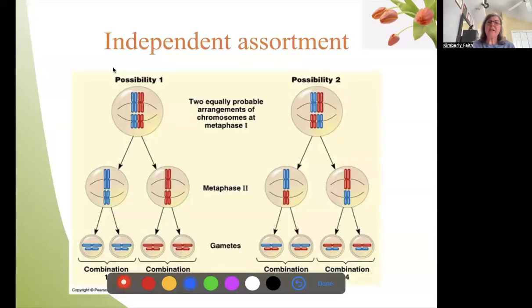But we also have this thing called the law of independent assortment. Now, the law of independent assortment says that it doesn't matter how they line up on that metaphase plate as long as they're facing that partner. So you can see here, dad's on one side, mom's on the other. Here they have flipped, right? Like I said, it doesn't matter how they line up. And you can see how there are two possible ways here. And you can see how the offspring are different.